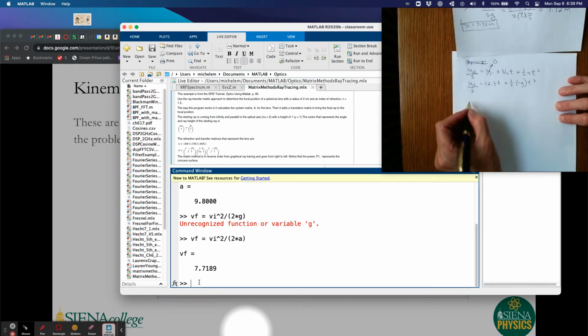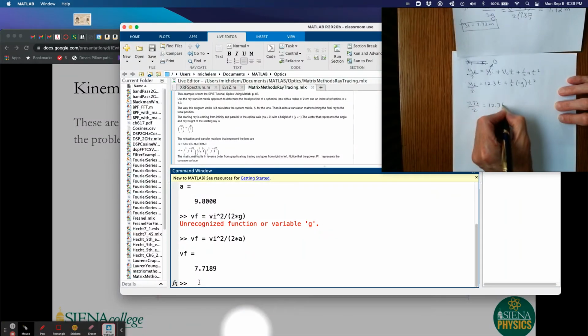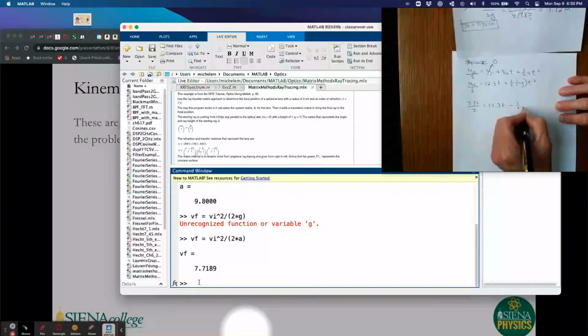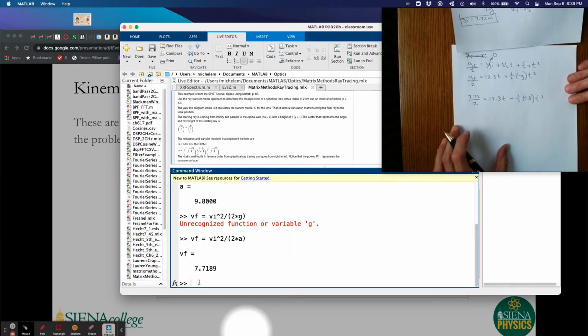So I get y final over 2. So this is going to be 7.72 over 2 is equal to 12.3 t minus 1/2 times 9.8 times t squared. And now this looks like a quadratic equation to me. So I'm going to write it in quadratic equation form.